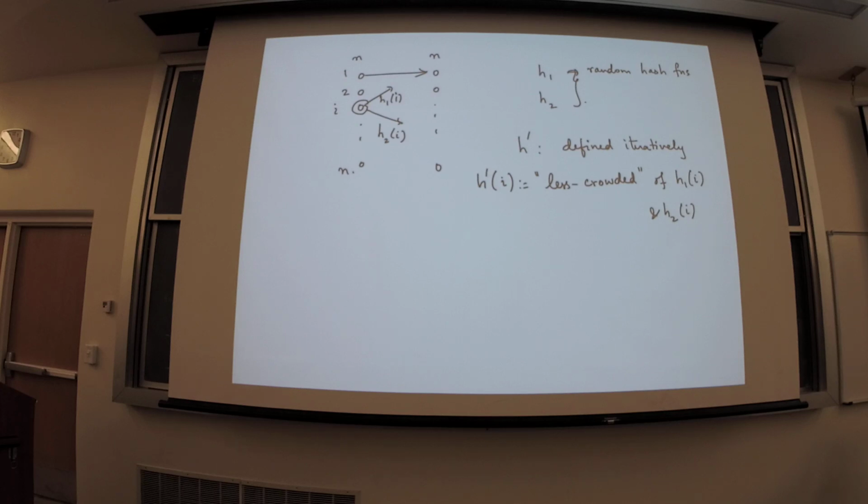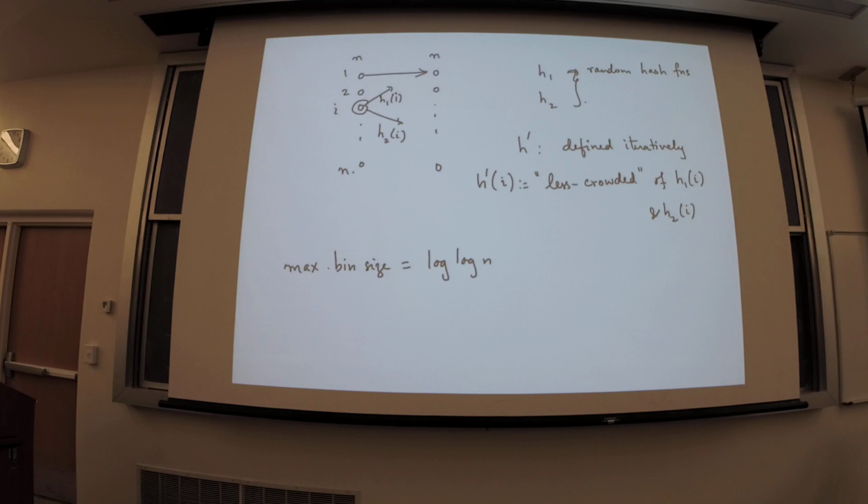If you just had one function, each time an element comes, you use that h1 and put it in, then we said there's a bin with log n by log log n many elements. But now if every time a new element arrives, you look at two different hash functions and put it in the less crowded one, then it turns out, and this is a very, very non-trivial proof, that the max bin size is actually log log n. And for most practical n, this is significantly better than log n. It's basically a constant.